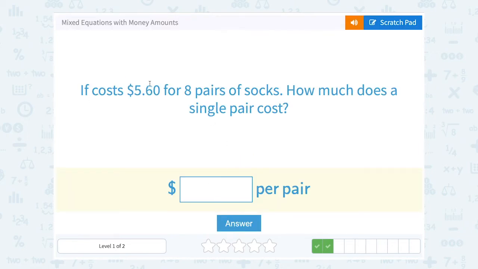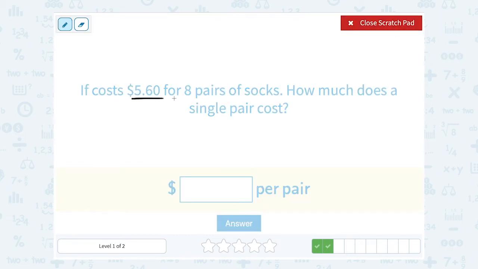It costs $5.60 for 8 pairs of socks. How much does a single pair cost? Okay, well, if we know the price for 8 pairs, we can divide to figure out the price for a single pair, meaning for each one. So I'm going to say $5.60 divided by 8.